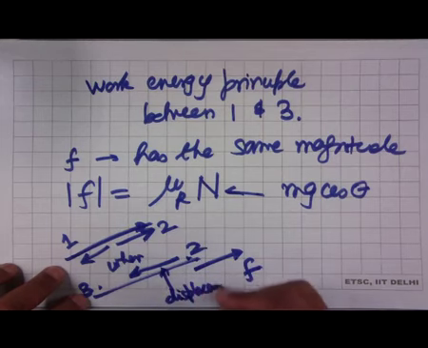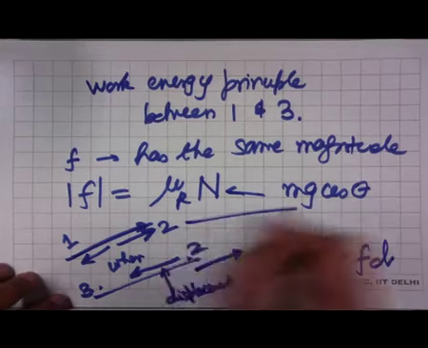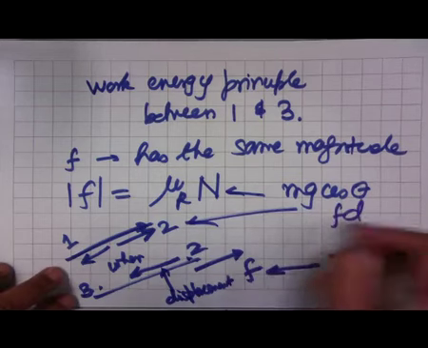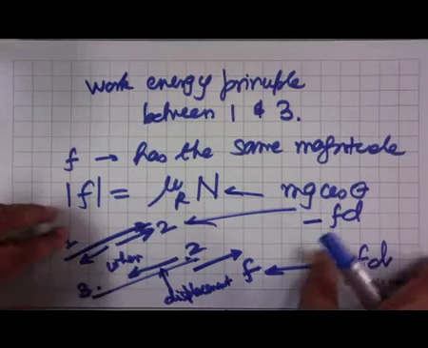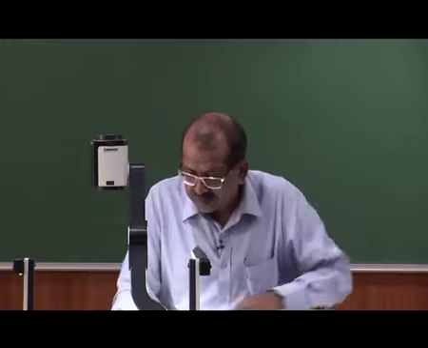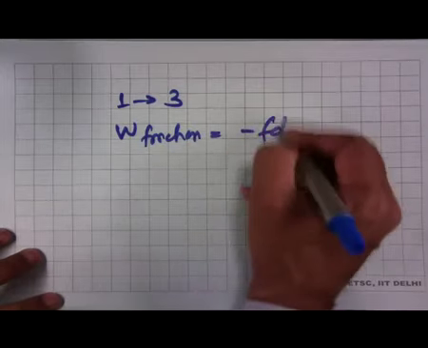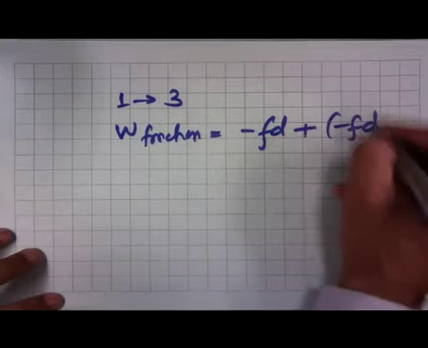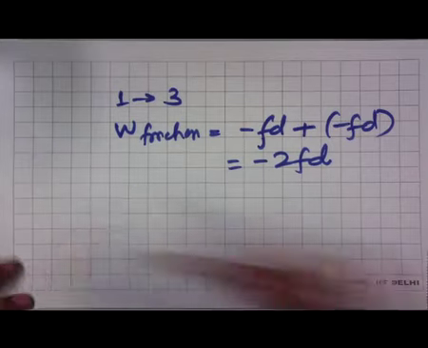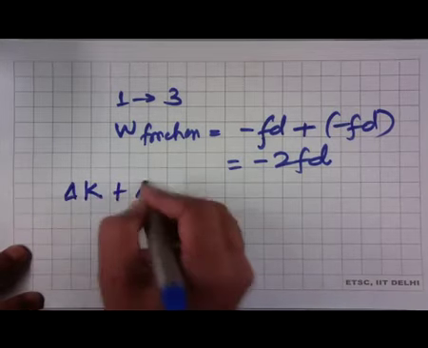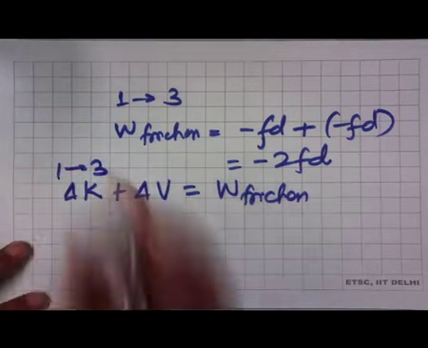So, once again the work done by friction from 2 to 3 will be equal to minus F times d, and the work done by friction during its movement from 1 to 2 will be minus F times d. So, that means when the particle moves from 1 to 3, the work done by friction is equal to minus F d plus minus F d, which is equal to minus 2 times F d. And we have our principle delta k plus delta v is equal to work done by friction, and this is now on the entire journey from 1 to 3.